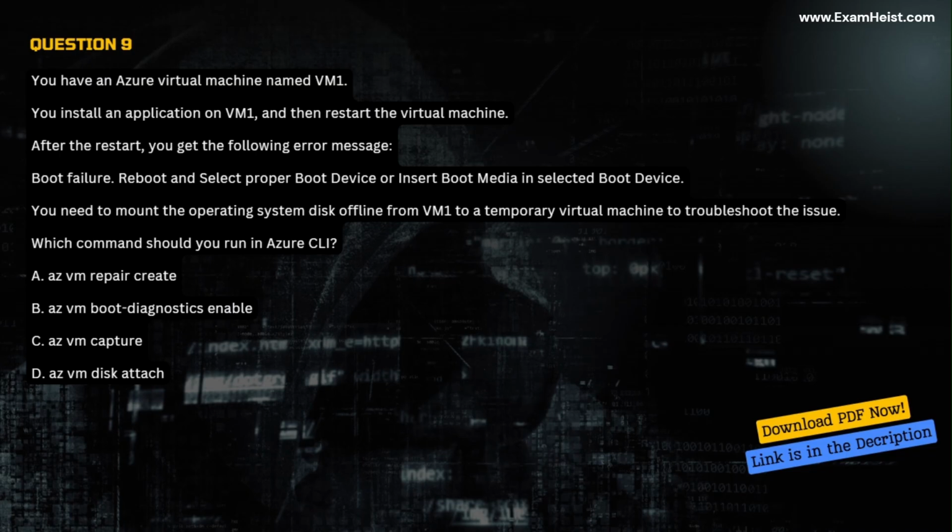You install an application on VM1 and then restart the virtual machine. After the restart, you get the following error message. Boot failure. Reboot and select proper boot device or insert boot media in selected boot device. You need to mount the operating system disk offline from VM1 to a temporary virtual machine to troubleshoot the issue.